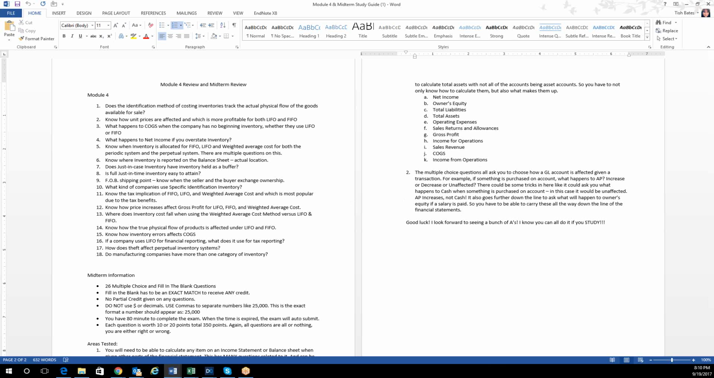What happens to the cash GL account when something is purchased on account? There's a trick to that. Anybody know? Don't be shy, guys. Is it increased? Is it decreased? Or is it unaffected? Cash, when something is purchased on account. This is a trick question.